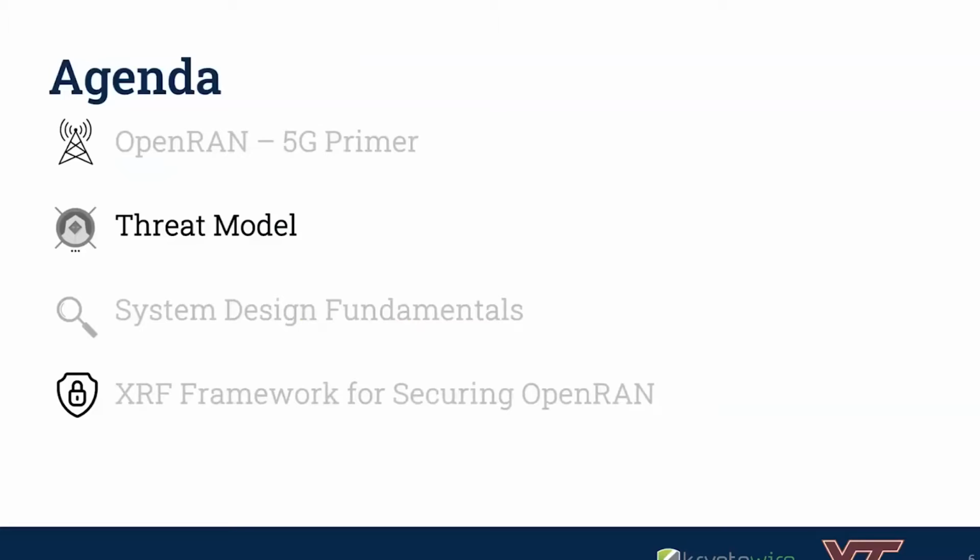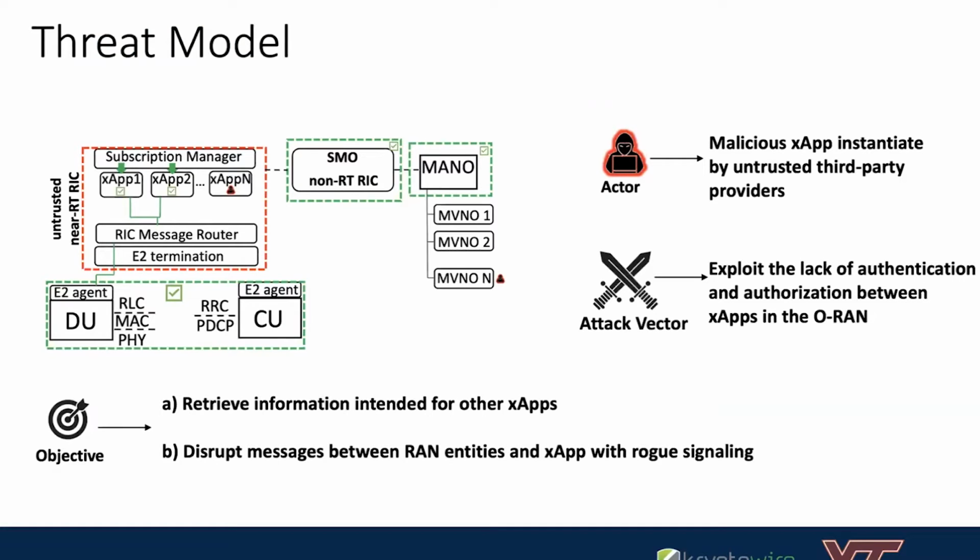So we formulated this threat model, looking back and forth between the O-RAN Alliance standardization efforts. Essentially, we designated as a malicious actor an XApp that is either intentionally malicious or misconfigured due to a lack of expertise on the configurer's side. The attack vector of this XApp would be to exploit the lack of native authentication and authorization features that currently do not exist. Their objective could be to retrieve information intended for other XApps or other RAN entities, or go so far as to even disrupt the messages between RAN entities with some sort of rogue signaling.